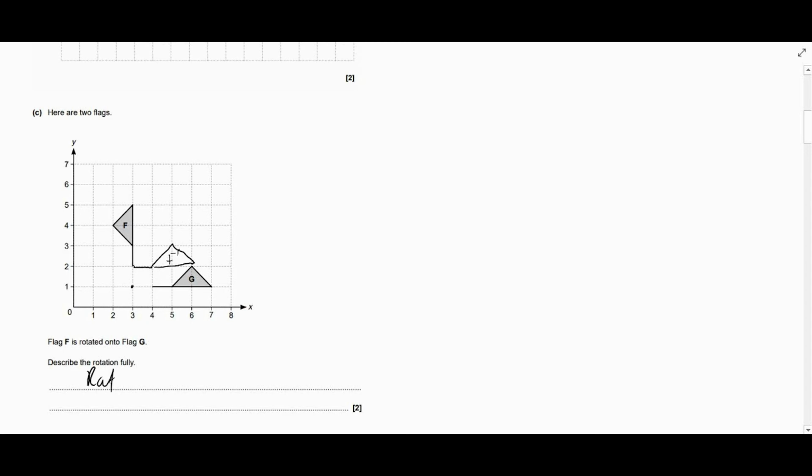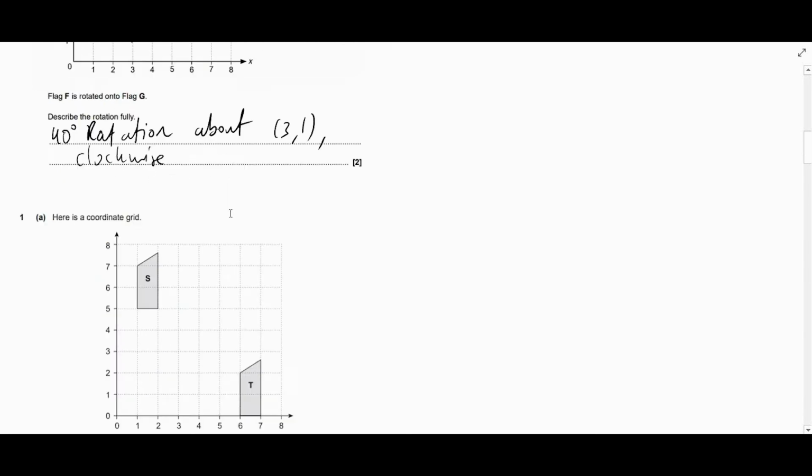So that's what it would be. Just a rotation about 3, 1. Or maybe you could specify a 90-degree rotation, 3, 1, and I'll specify that it's a clockwise rotation. So you could say 90 degrees clockwise rotation about 3, 1.